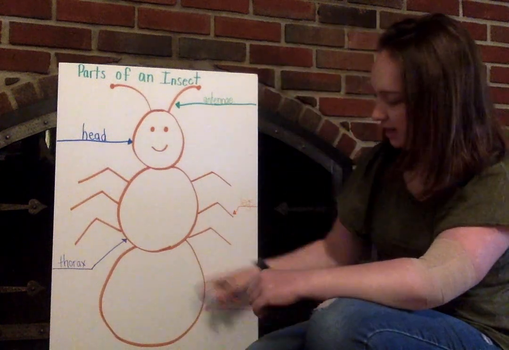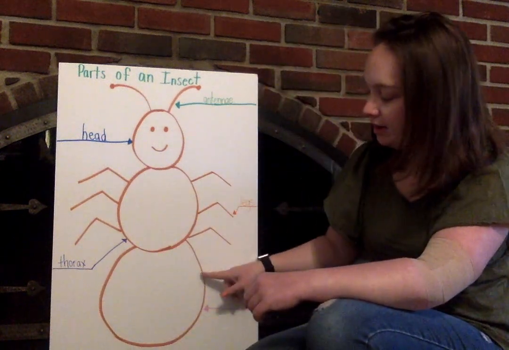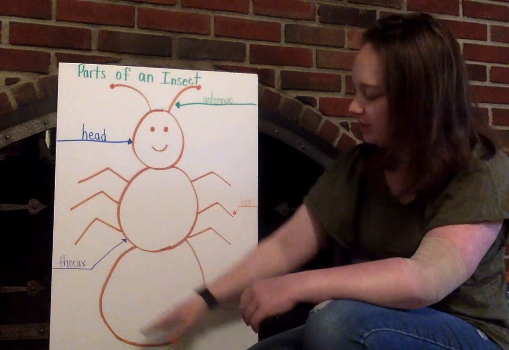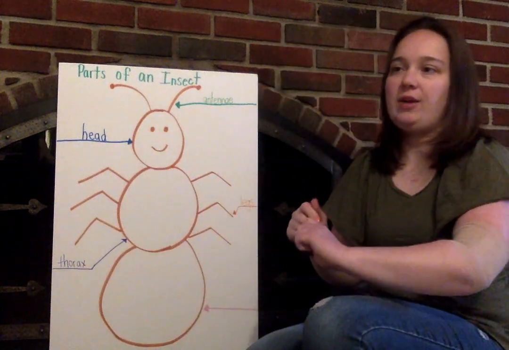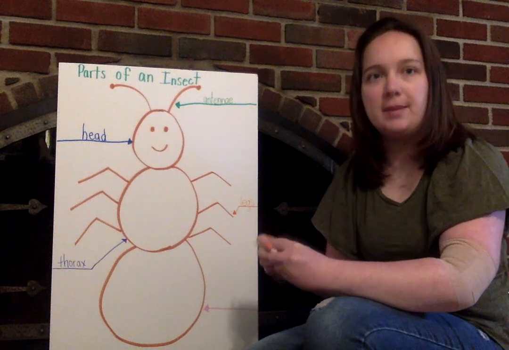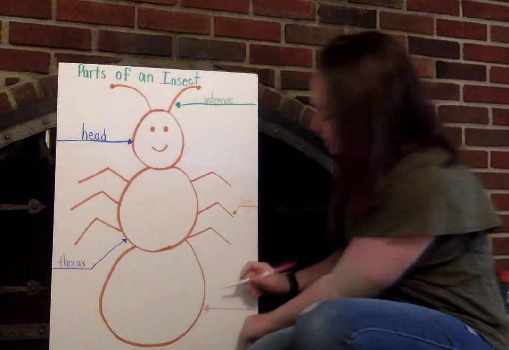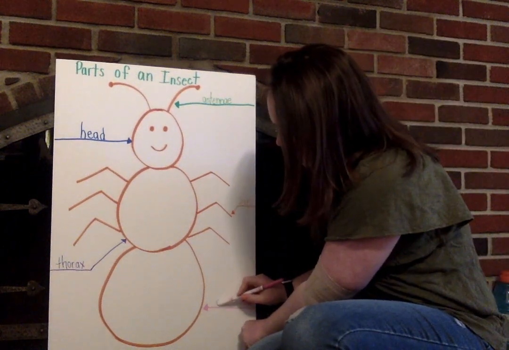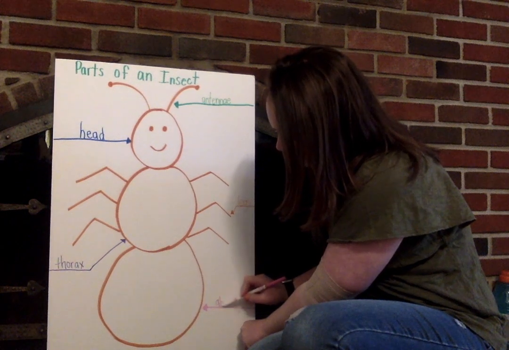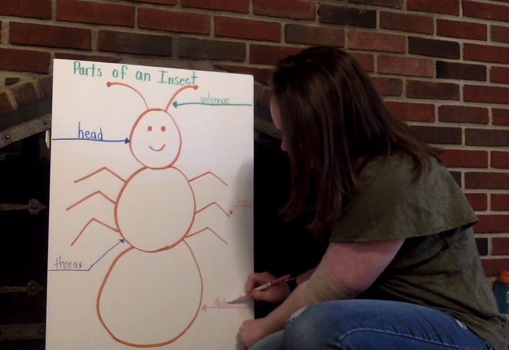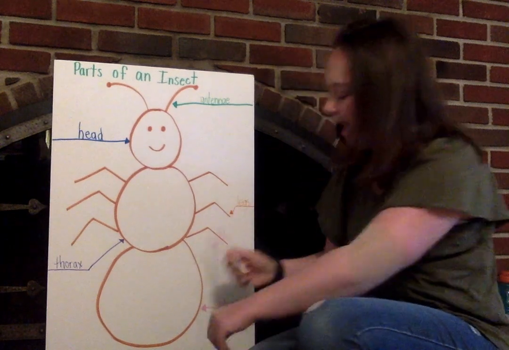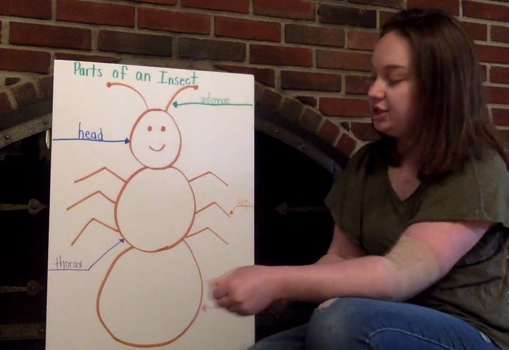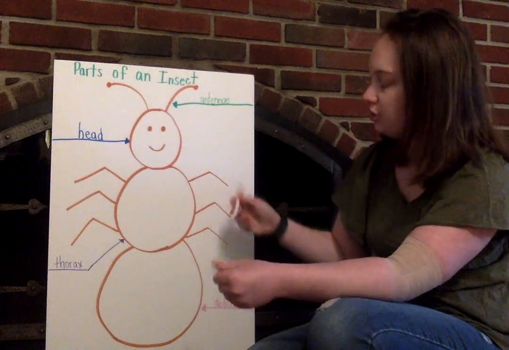And last is the bottom part, or the end part of their body. That is called their abdomen. Their abdomen is where their stomach is and all of their intestines and everything else that they need for eating. That's their abdomen. There are no legs attached to the abdomen. They're only attached to the thorax.